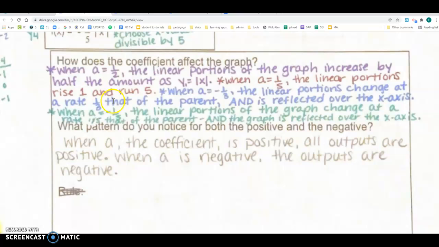All right, so here you don't have to jot all this stuff down, but it's there for you. When a is equal to 1/2, the linear portions of the graph increase by half the amount as the parent.